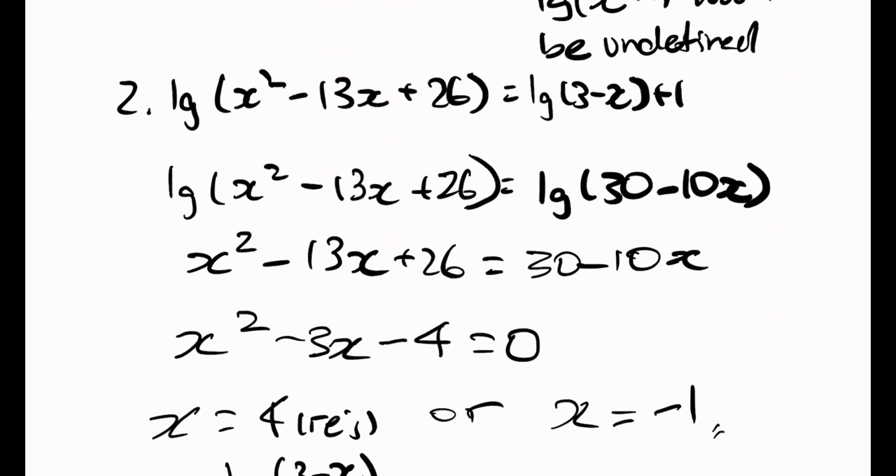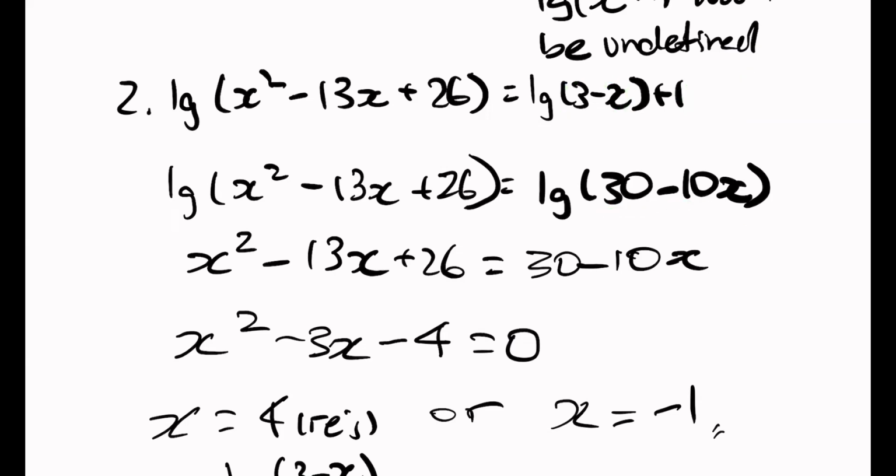Let me see. Hold on a second. This is part 2. lg (x squared minus 13x plus 26) equals lg (3 minus x) plus 1. Okay, so it's the same practice. Basically, I just changed the numbers. So 1 is the same as lg 10. Then both got lg, (3 minus x) times 10, you get 30 minus 10x.